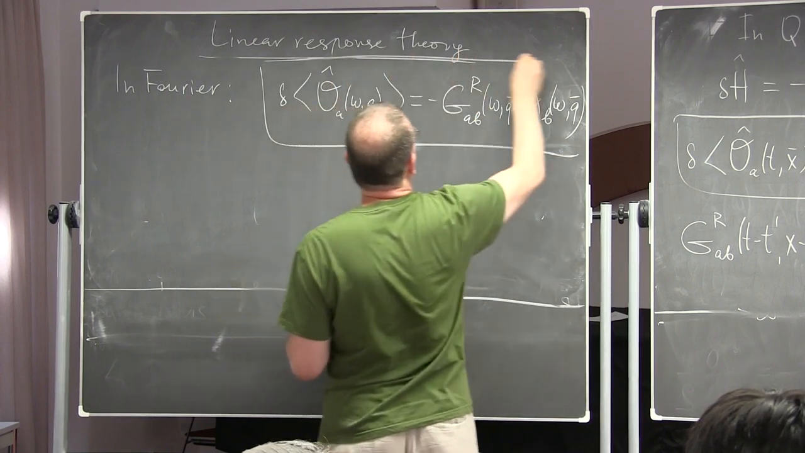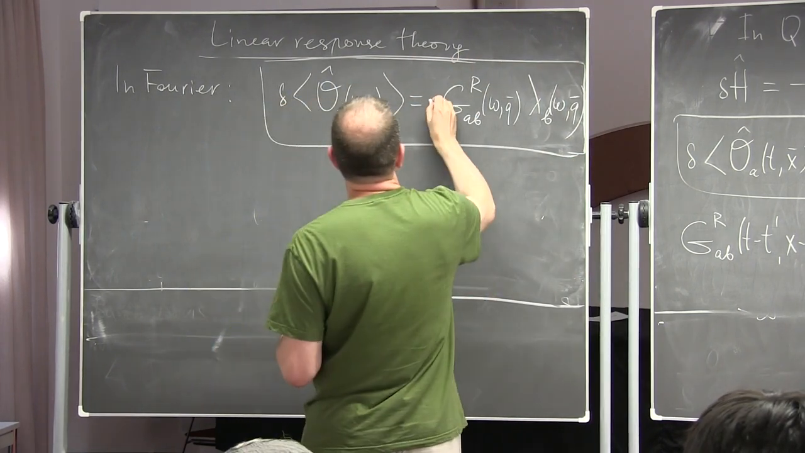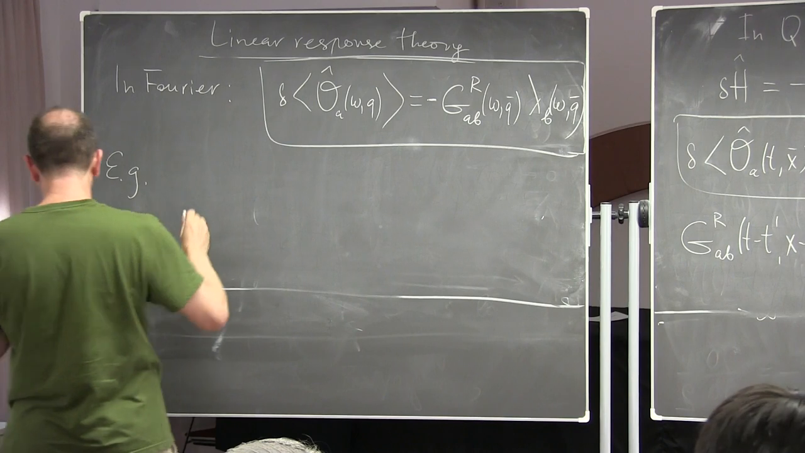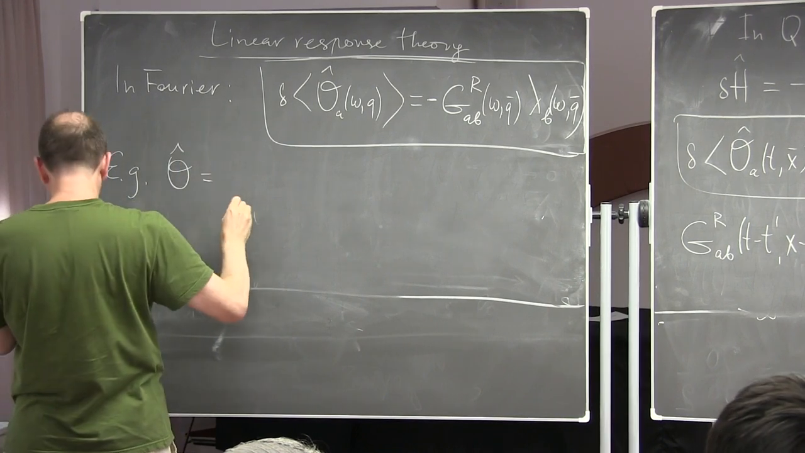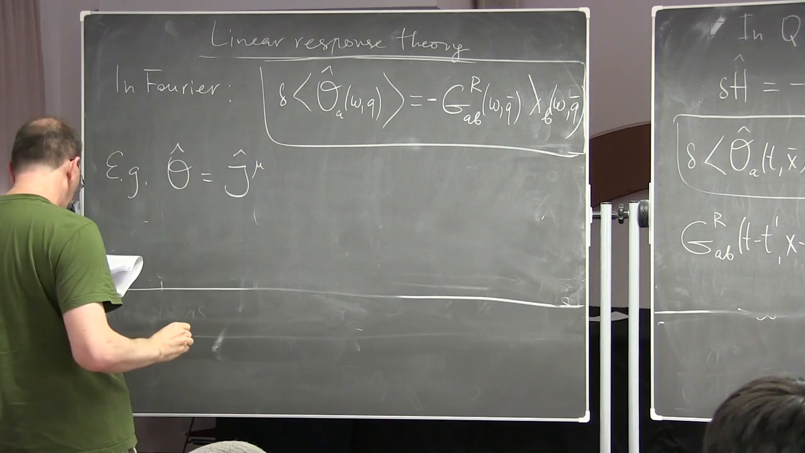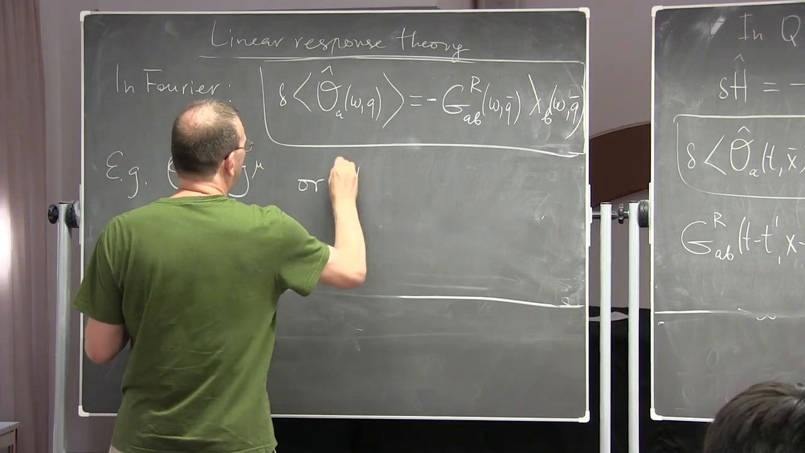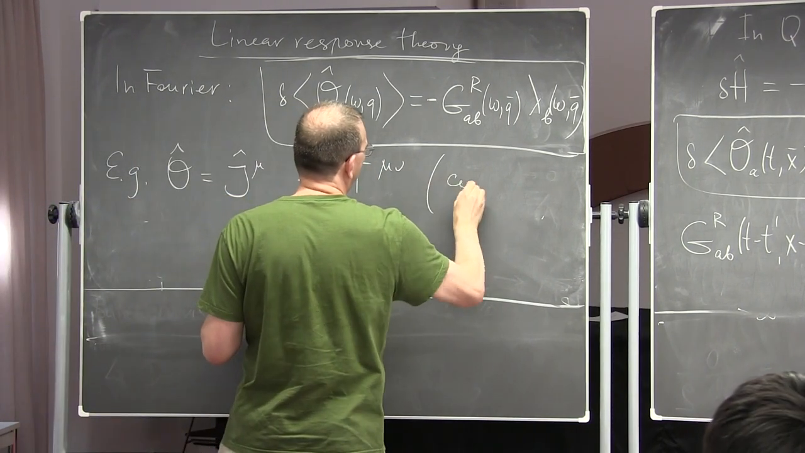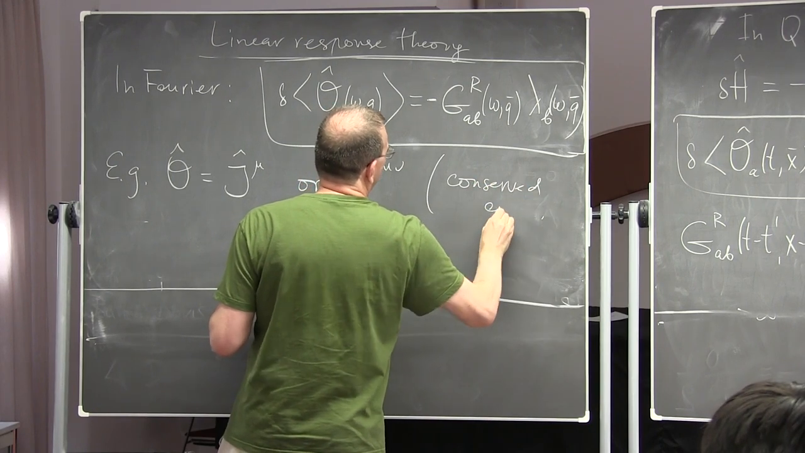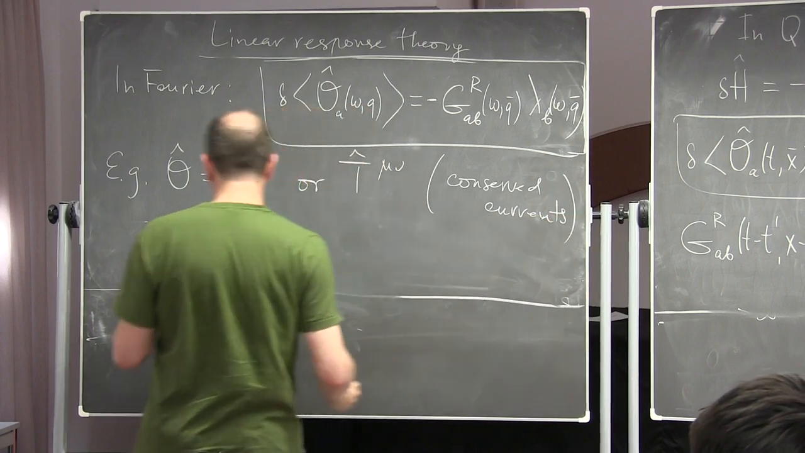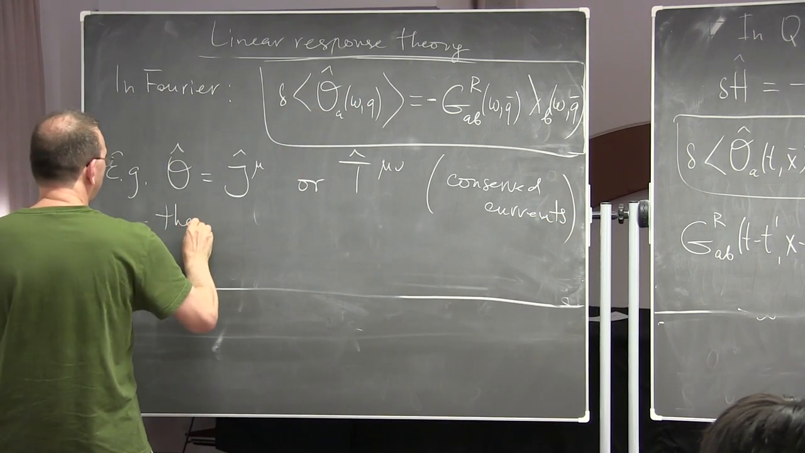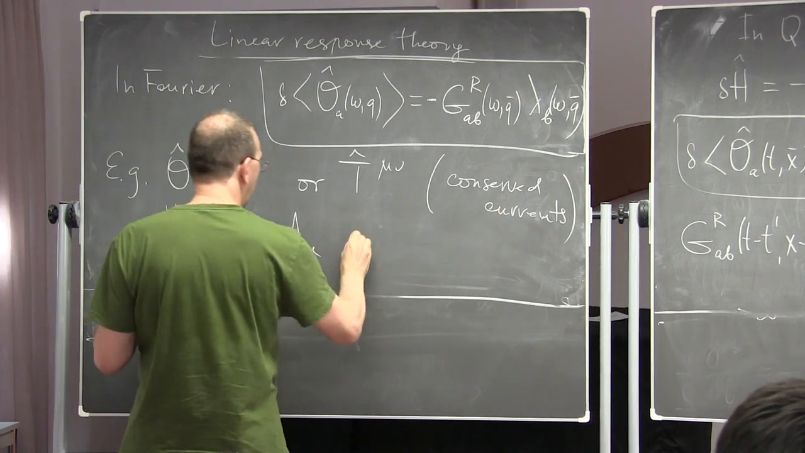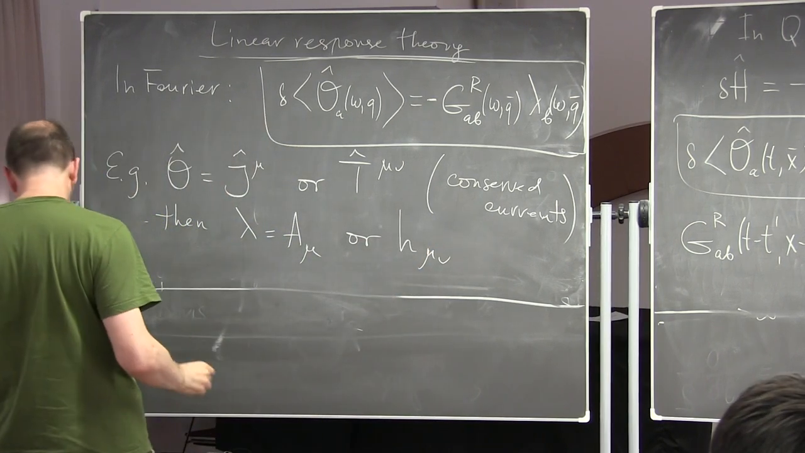Okay, so this is our tool number two, the main tool to compute transport, and we will see in a second how this goes. So, for example, the examples which I mentioned are the following. If O is the operator of current, for example, you have a U(1) current in your system, or it could be the energy-momentum tensor of your system, T mu nu. Note that these are conserved currents, right? Both of them conserved currents. Then the role of lambda is played either by the electromagnetic field or the gravitational field, h mu nu.